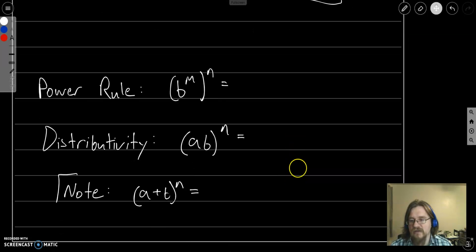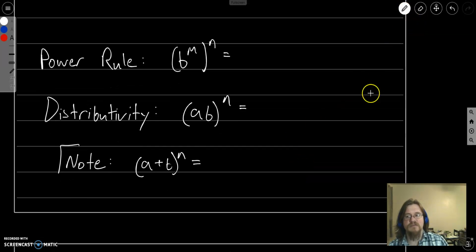Next up, we've got the power rule and some distributivity. So the power rule, if I have b to the m to the nth power, what was an exponent becomes multiplication. So it's b to the m times n.